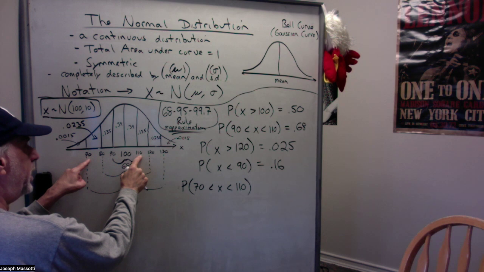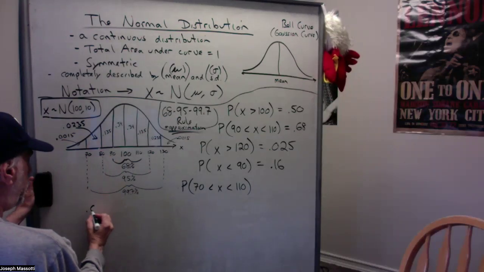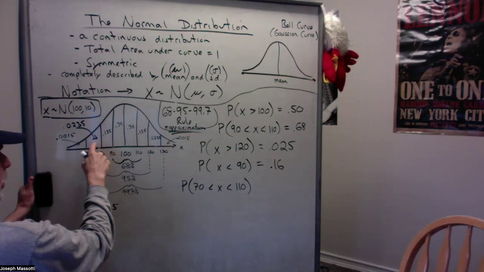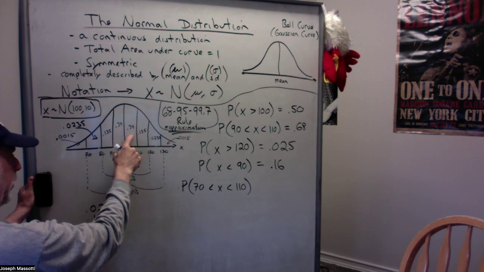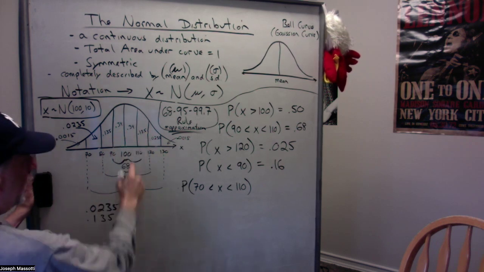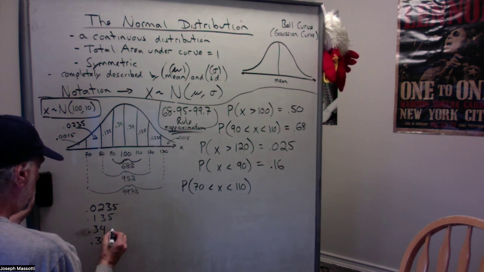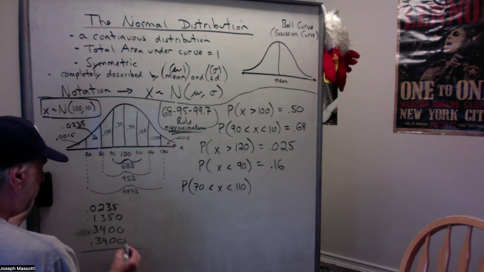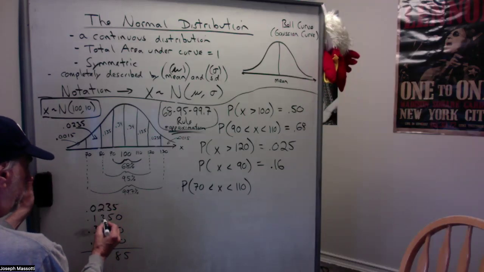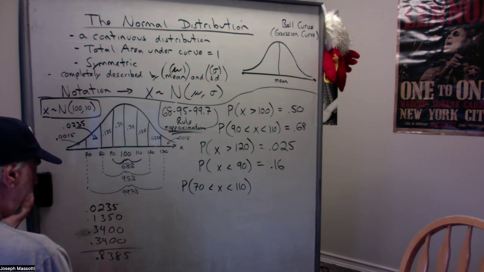So one more here, probability that x is between 70 and 110. Okay. 70 and 110 is the area between 70 and 110. So we're going to add up 0.0235, this area, plus 0.135, plus 0.34, plus 0.34, and that's it, right? So plus 0.34 twice. So we're going to add up those numbers. And of course, you've got your calculator to do this. So 0.8385.